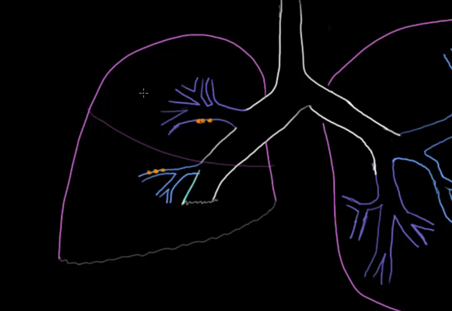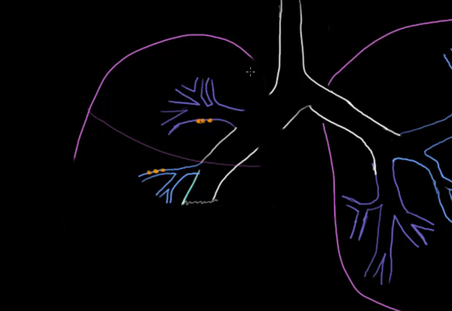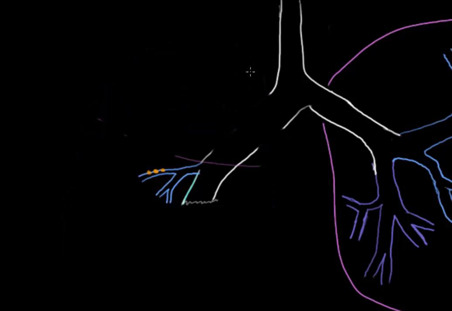But if masses of cancer cells are detected in multiple segments in all the lobes of the lungs, then the surgeon will opt to take out the entire lung in a procedure called a pneumonectomy. So the whole lung is removed and the airway is sealed off so that air doesn't escape into the chest when the patient's breathing.